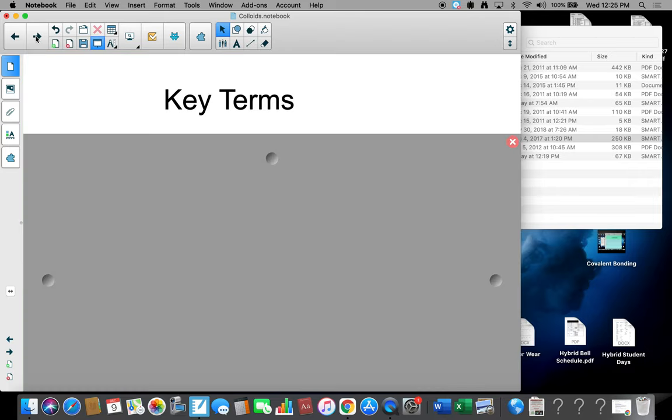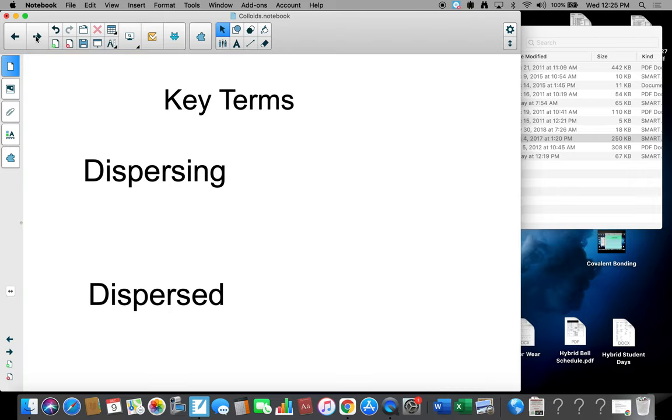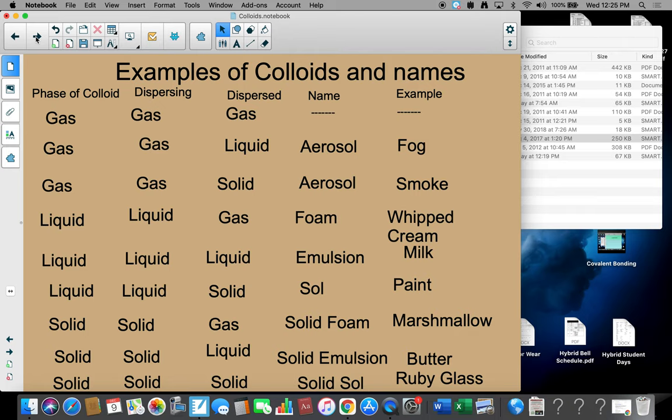Now, some key terms here. We have a dispersing and a dispersed. Dispersing acts like the solvent. Dispersed is a solid. All right, so this huge list here, I'm not going to make you know all of this.